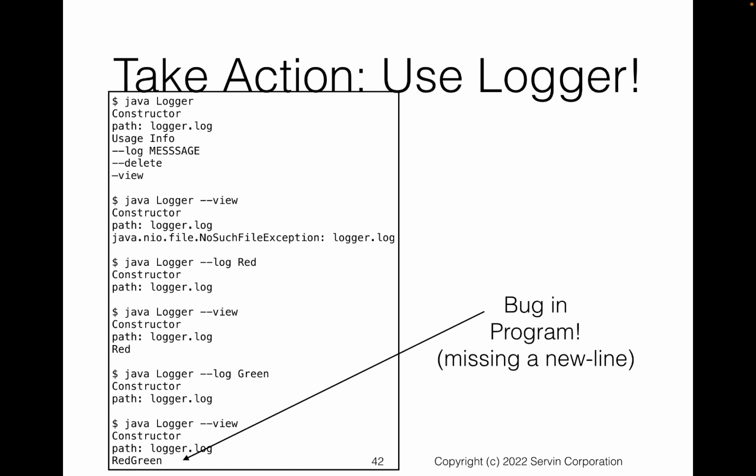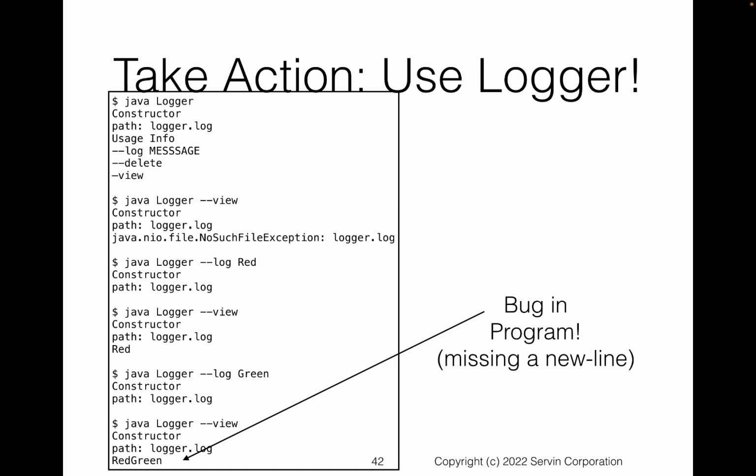So at that point, we can use the logger. We can actually run it and see what happens. So at the top, we just type java Logger. And of course, since we don't have any command line parameters, it shows our help. We can also do java Logger --view.